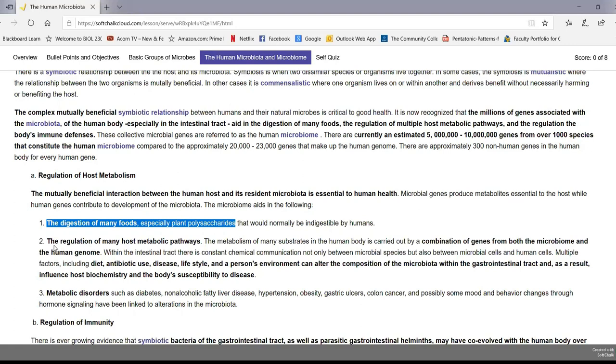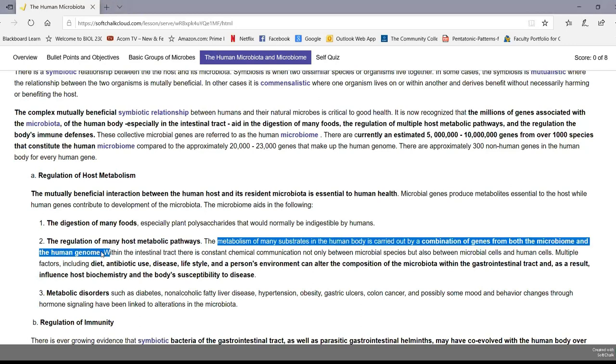Also, the microbiota and the microbiome regulate many of our own metabolic pathways. So the metabolism of many of the substrates we use during enzyme reactions are carried out by a combination of genes from both the microbiome and the human genome. It's both the human gene products and the microbial gene products working together to regulate our metabolism.